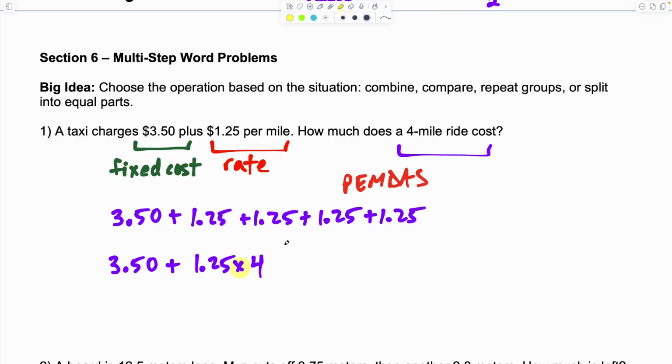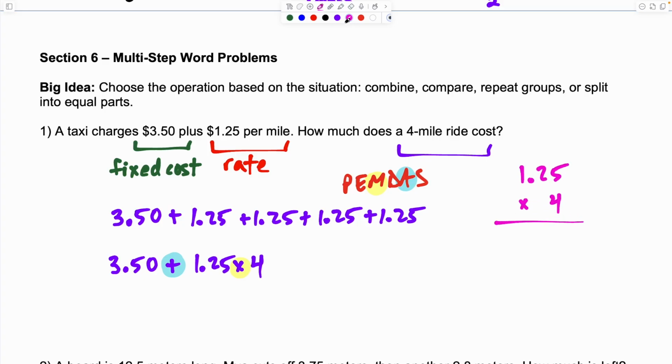So notice here we have multiplication and we have addition. Okay, and I'll do this in a different color. We have addition happening also in this expression. So we're going to do the multiplication first. So off to the side, what I'm going to do is I'm going to do 1.25 times 4.